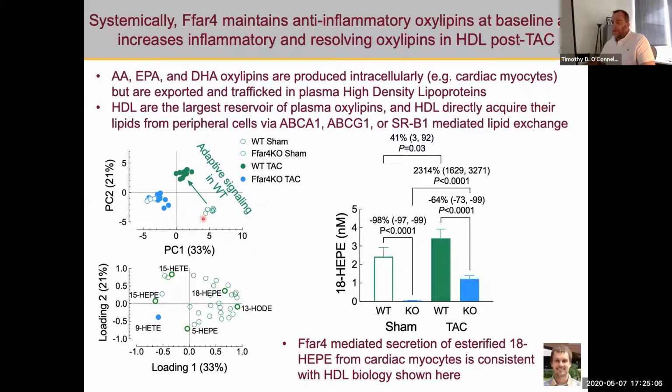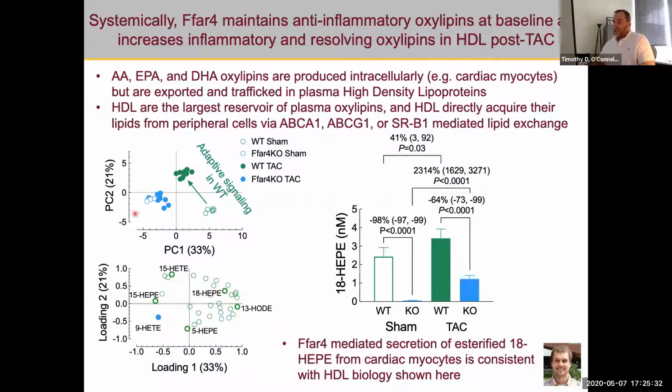When we looked at the wild-type sham animals, their HDL primarily consisted of anti-inflammatory oxylipins, for instance, 13-HODE. Whereas following aortic constriction, there's a shift in the oxylipin content. We see an increase in the pro-inflammatory arachidonic acid oxylipin called 15-HETE, as well as an increase in the EPA-derived pro-resolving oxylipin 18-HEPE post-TAC. So there's an adaptive response.